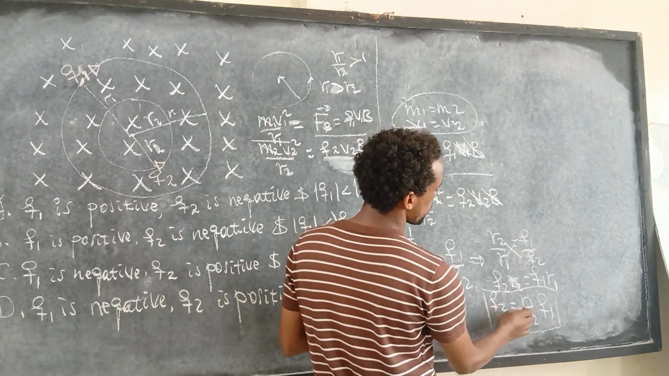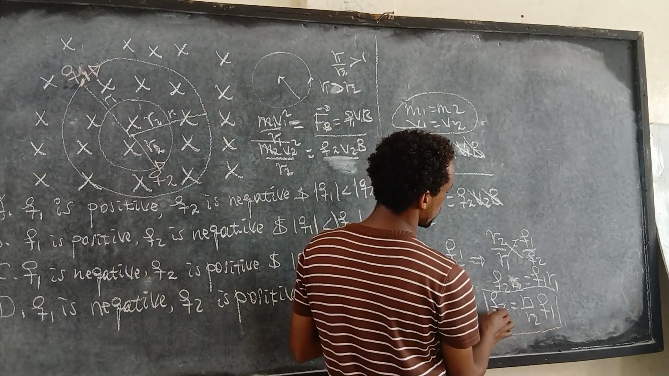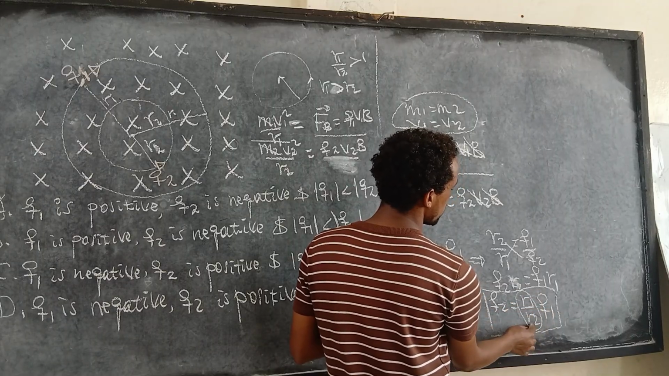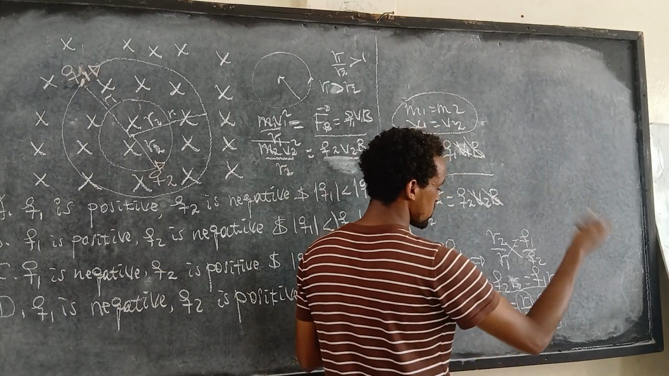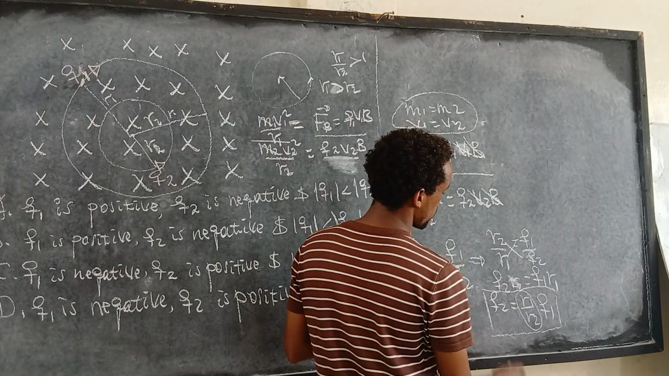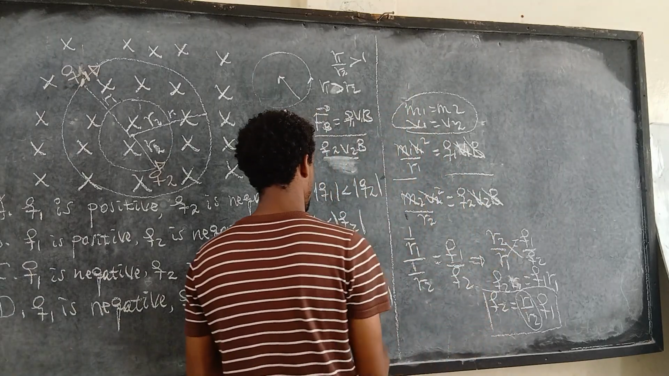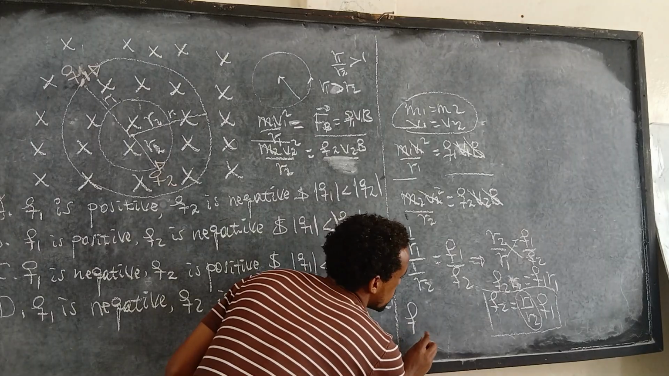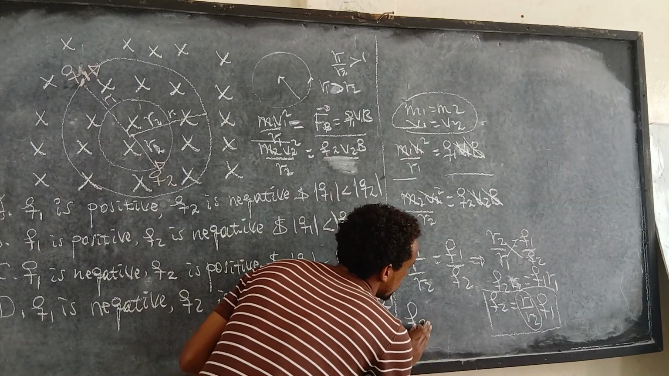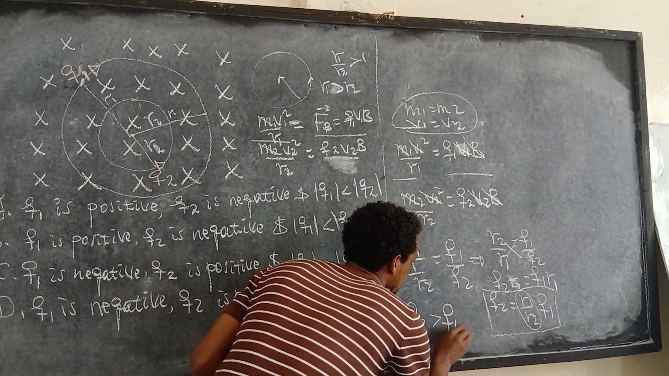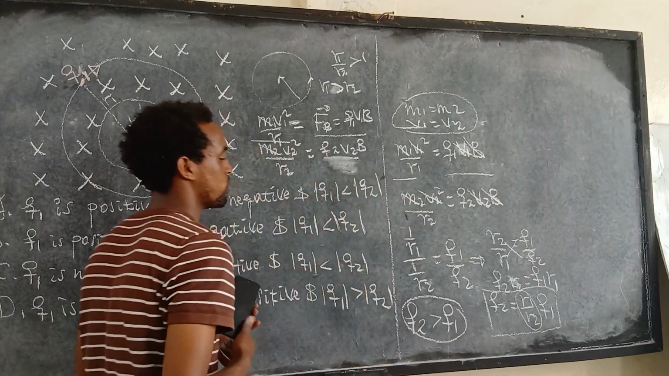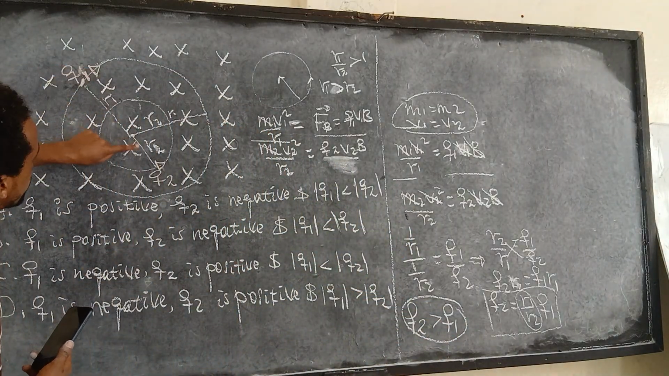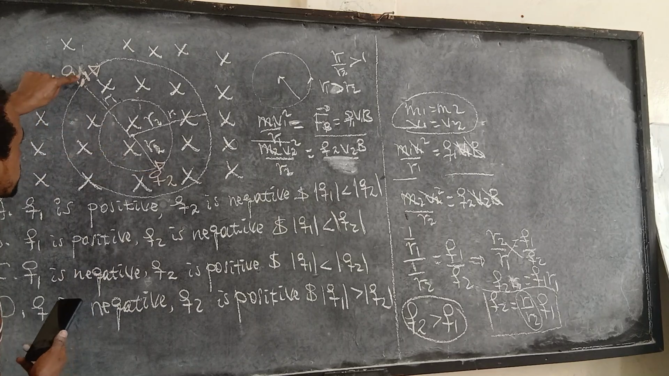So this Q2 must be greater than Q1, because it's equal to a number, R1 divided by R2, that is greater than 1, times Q1. Q2 must be greater than Q1. The charge here, Q2, must be greater than this one.